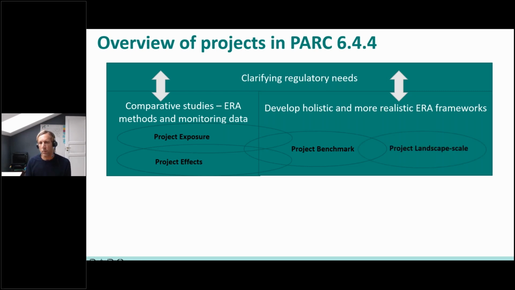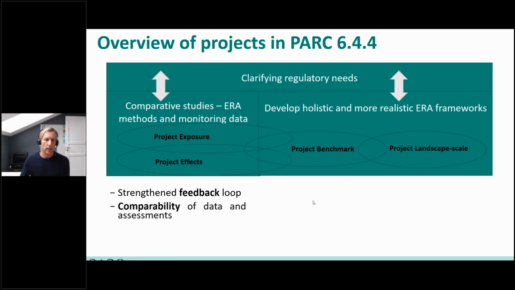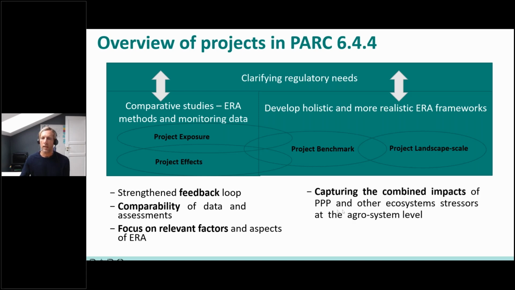And to the far right, which is more on the long term, we have the project Landscape Scale, where we have case studies linked to them, where we look at the combined impact of chemicals and other stressors in agricultural landscapes. The improvement areas we are addressing are a strengthened feedback loop, comparability of data and assessments, focus on relevant factors and aspects, and capturing the combined impacts of PPP and other ecosystem stressors at the agro-system level, and also improving the relevance of ERA being conducted for different decision contexts.